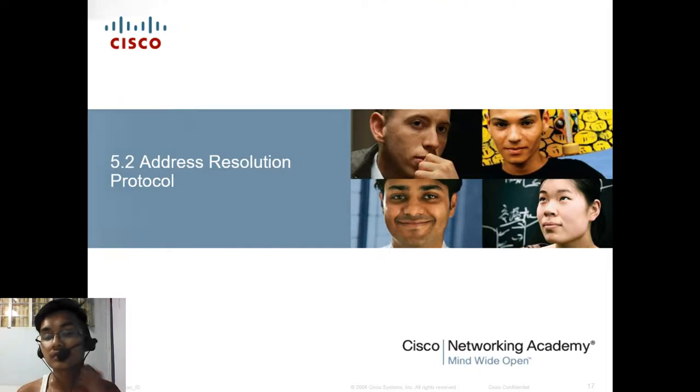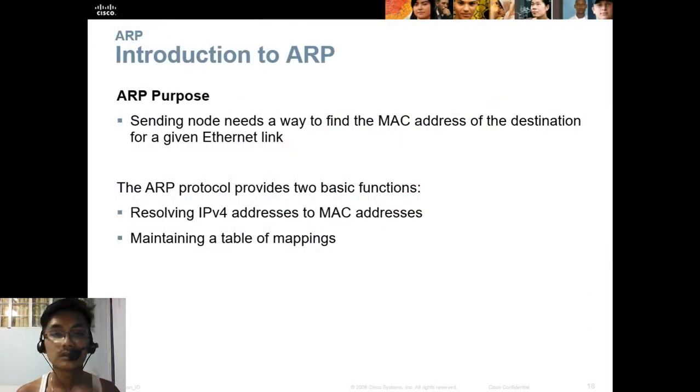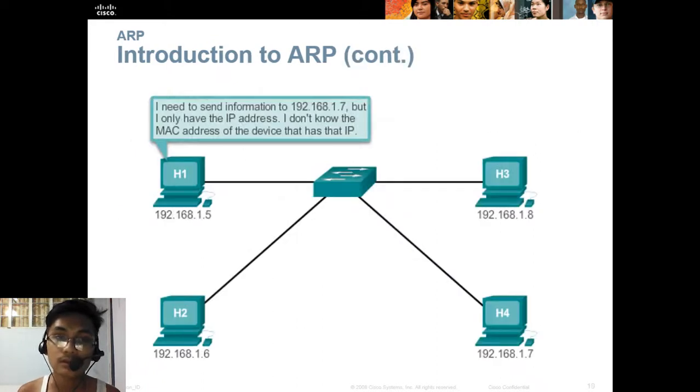5.2 Address Resolution Protocol. Our purpose: a sending node needs a way to find the MAC address of the destination for a given Ethernet link. The ARP protocol provides two basic functions: resolving IPv4 addresses to MAC addresses, and maintaining a table of mappings. So ARP uses the MAC table and searches for how the frame will be delivered from source to destination.